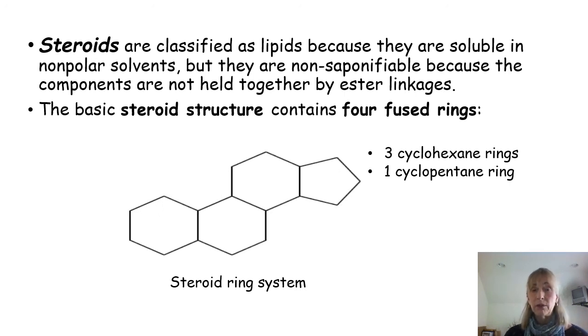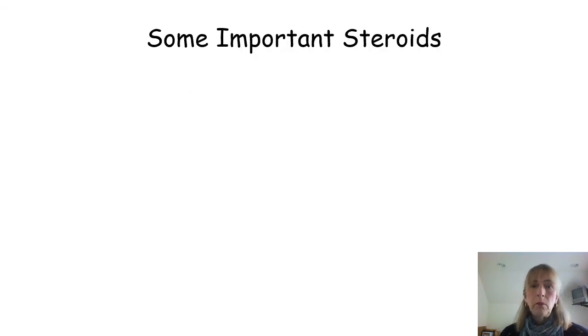This is a steroid ring system. Two side by side, one a little bit skewed, and there's our 5-membered cyclopentane ring. So again, you should be able to pick out this steroid ring system. All right, let's look at some important steroids.